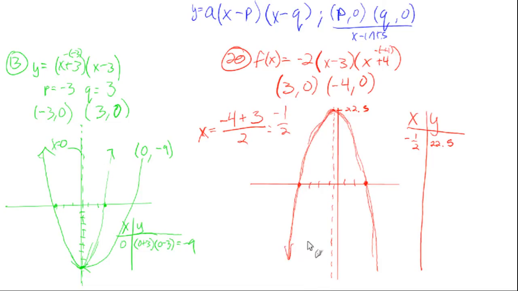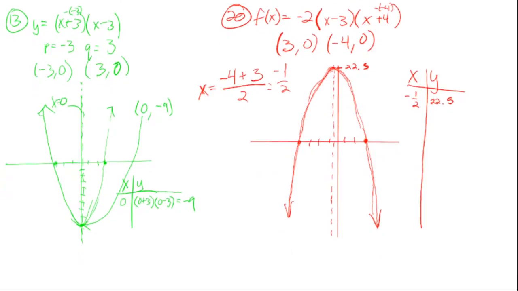Okay. Kind of rough, but there it is. Okay, so now for the reason why this works. Why can we just look at what's in these parentheses and pull out the opposites of these numbers and get x-intercepts? Seems kind of strange.